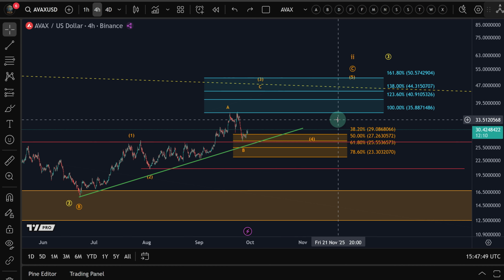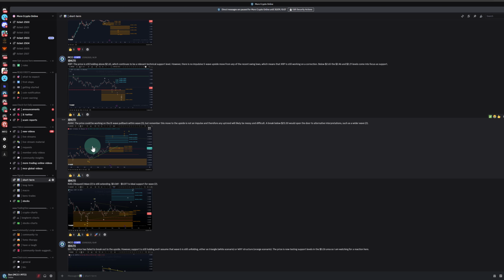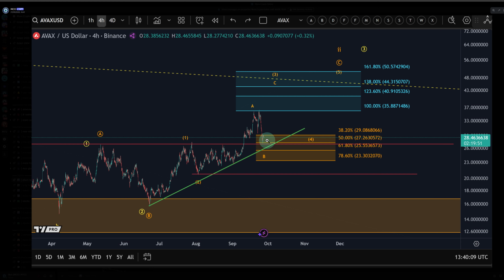If you are on Discord, then you got the update as well. A few days ago, the price could be working on the B wave pullback within wave 3. That was when the price reached this support area here. What comes after B? Wave C, right? So the wave C to the upside is kind of next. The question is now, has the B wave bottomed? Obviously, that will be determined over the coming sessions, but this is the zone where this B wave should ideally form a low. We have a promising first reaction.